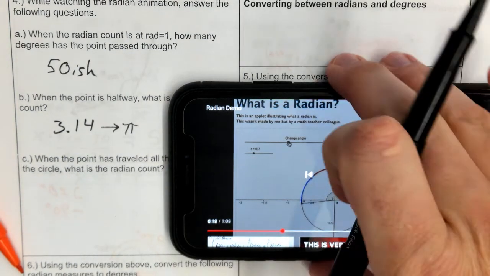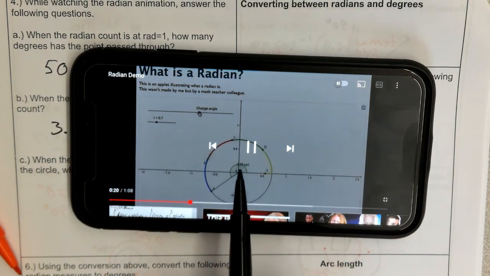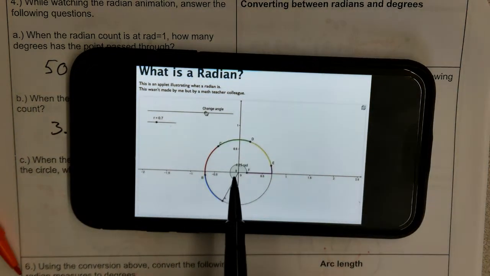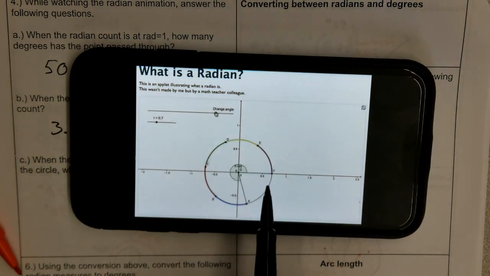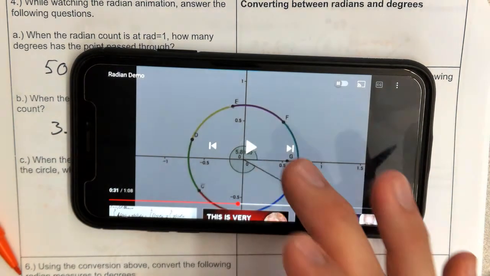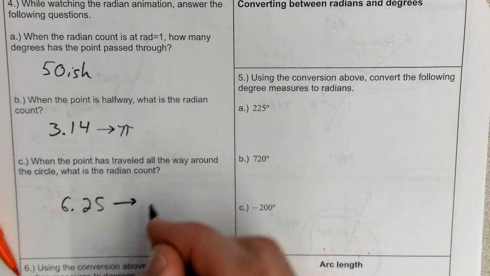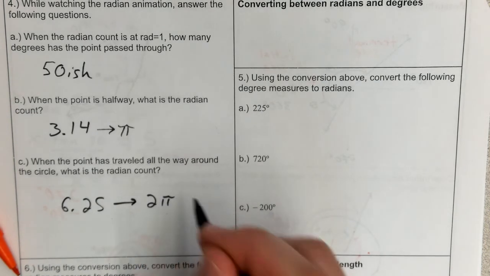All right. When the circle has traveled all the way around, what is the radian count? You can see there's a radian counter here in the middle, so we'll just watch it go. When it gets all the way around, it's at 6.25, which is going to turn out to be 2 pi radians around.